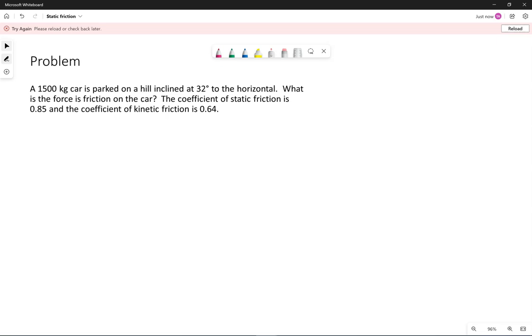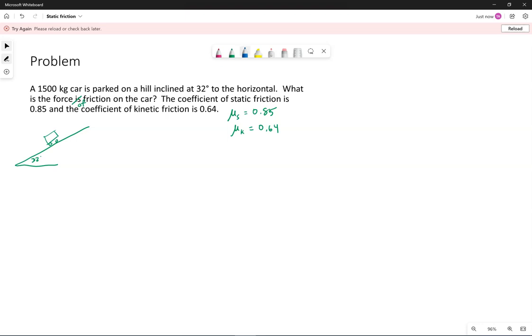All right, one more problem involving static friction. We have a car parked on a hill. The hill is inclined at 32 degrees from the horizontal. We want to find the force of friction on the car. The coefficient of static friction, mu sub s, is 0.85. Mu sub k is 0.64.